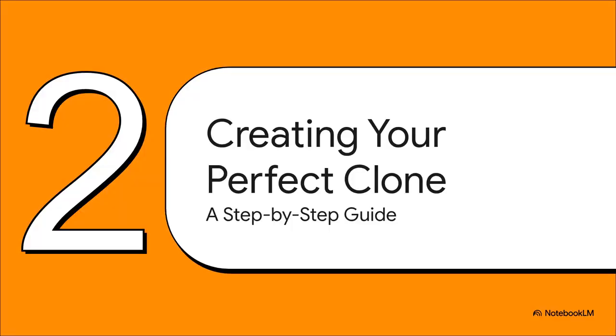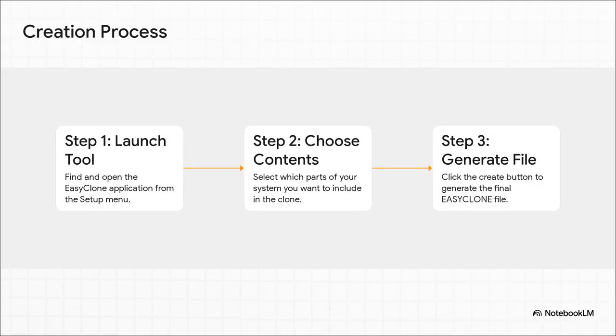Okay, on to section 2, creating your perfect clone. This is the how-to part, and trust me, it's way more straightforward than you might think. The entire creation process? It really just boils down to these 3 simple steps. You launch the tool, you choose which parts of your system you want to pack up, and then you click a button to generate the file. That's it. So let's break each of those down.